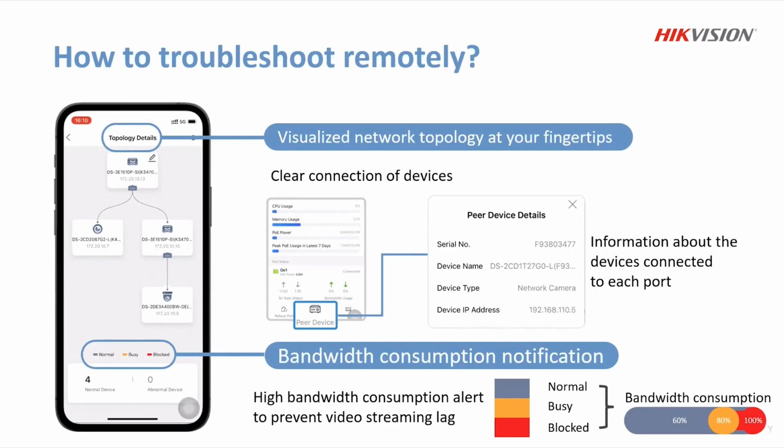And also the main thing is you can get notifications about the bandwidth consumption of the switch. So if it is in the normal range, in the ash color, you can see the bandwidth consumption is normal. If it goes over 80%, it will indicate busy with the yellow color. And if the bandwidth consumption is really high, more than 100%, you will see that it's blocked. So you can have a visualized overview with color of the bandwidth consumption of your network with this app.